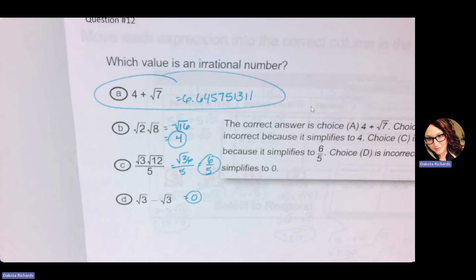So when you simplify these, like B, C, and D, when you simplify B, 2 times 8 is 16. What is the square root of 16? 4. 3 times 12 is 36. The square root of 36 is 6 over 5. If it's a fraction, if it can be expressed as a fraction, it is not irrational. Guys, take your headphones off. Right? And then D is square root of 3 minus square root of 3, which is just 0.